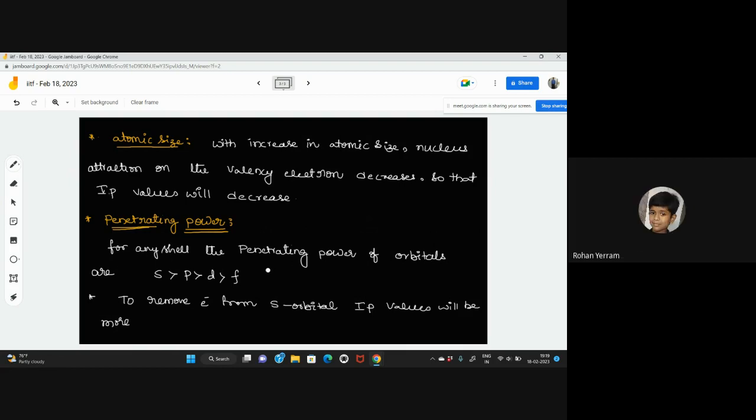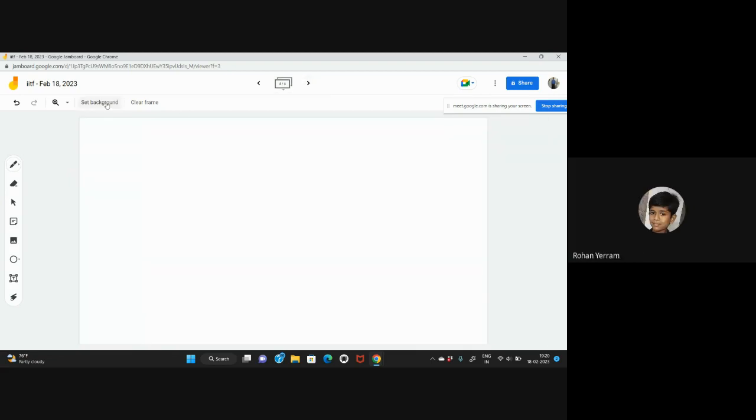Sir, in the photoelectric effect, will IP be needed or is it natural? Here also we are removing an electron only, so that is also IP only. But the terms are different. To remove the electron, we are just giving energy in the form of light to the metal. Yes, sir. Thank you.